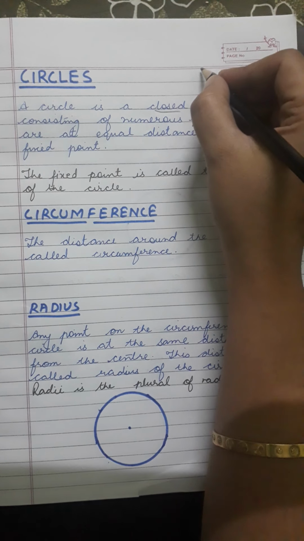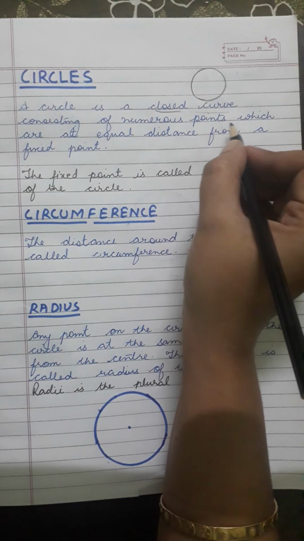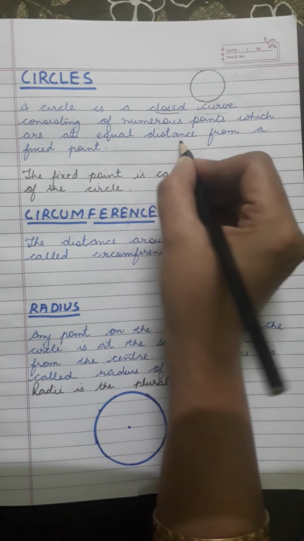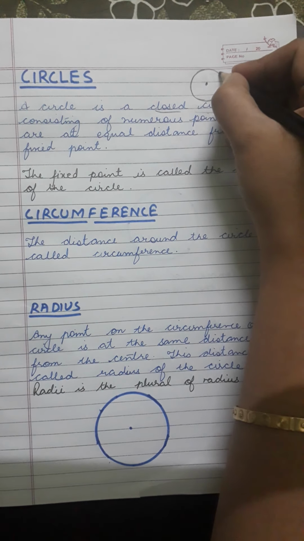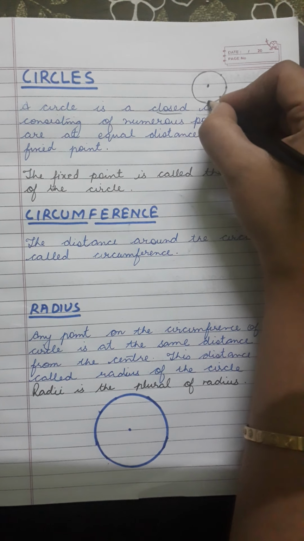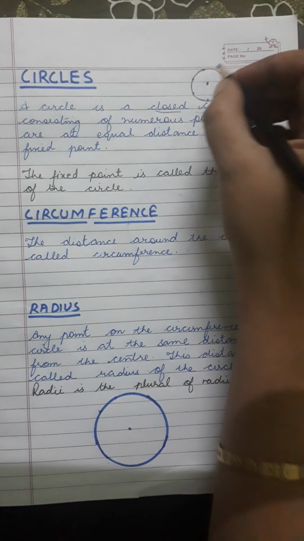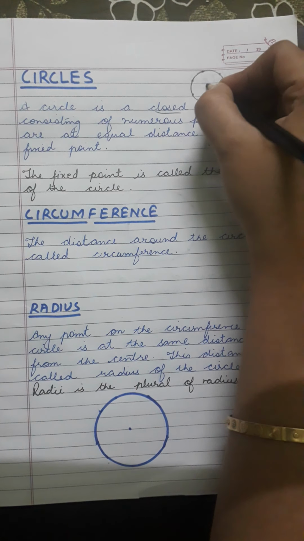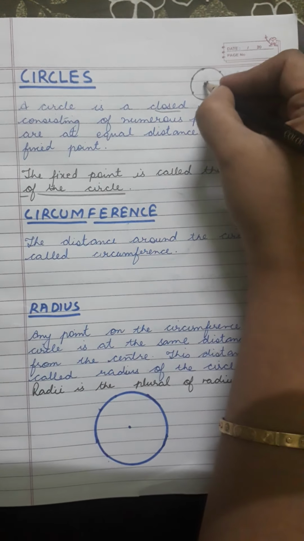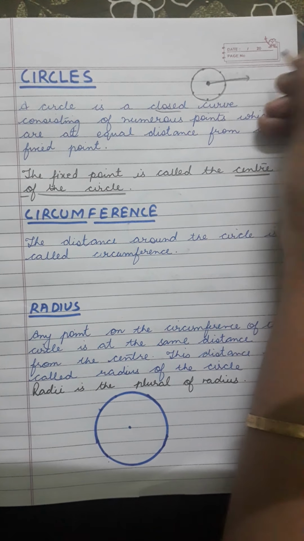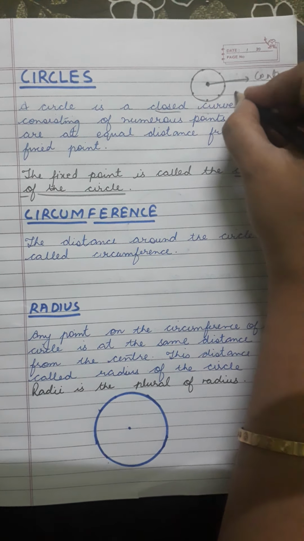First of all, what is a circle? It is a closed curve and it is made up of numerous points which are at an equal distance from a fixed point. Means from one fixed point, all these various different points make up a circle. This fixed point is called the center of the circle.